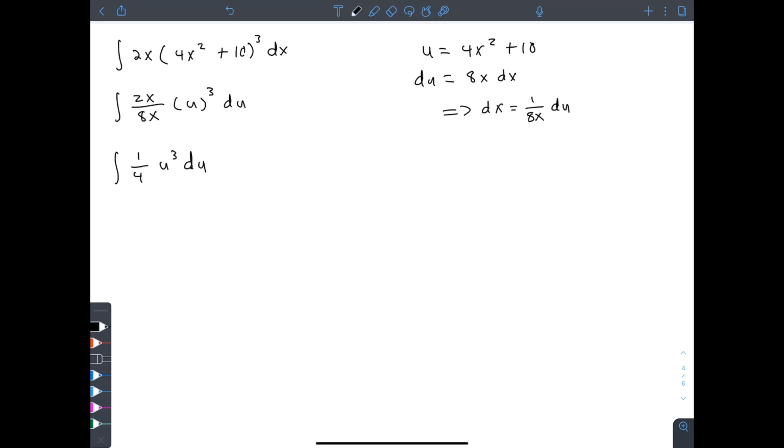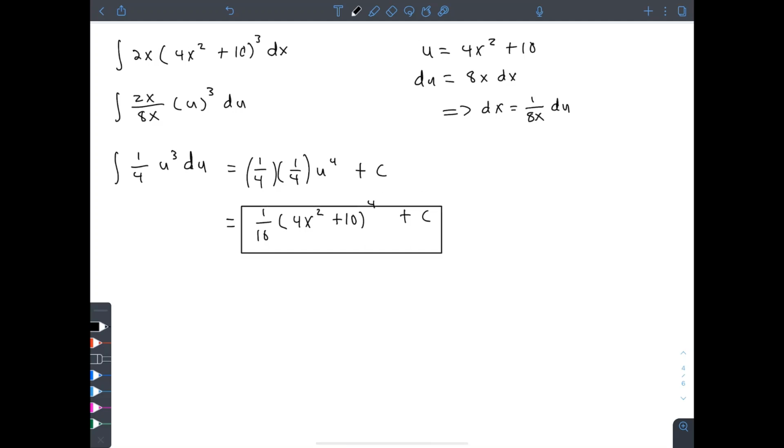So let's go ahead and solve our integral, which will give us 1/4 multiplied by 1/4 u to the 4th plus c. And now all we have to do is take our expression that's equal to u and plug it back in for u to get an answer in terms of x. So we'll have 1/16 multiplied by (4x squared plus 10) to the 4th plus c. And that is our answer.